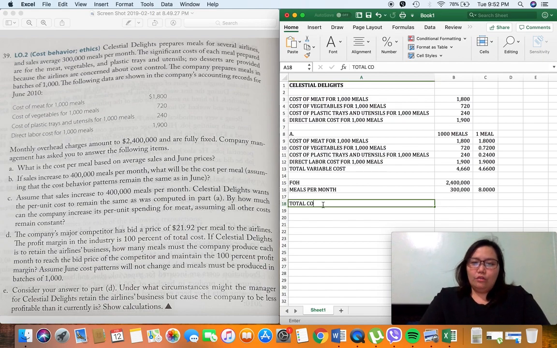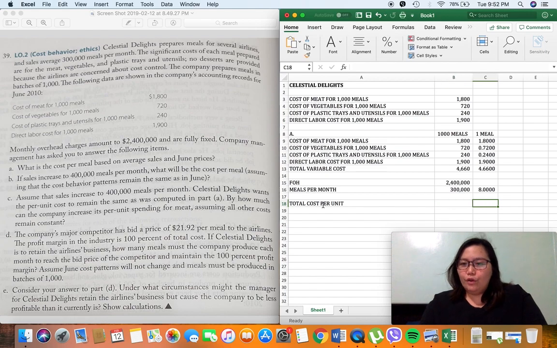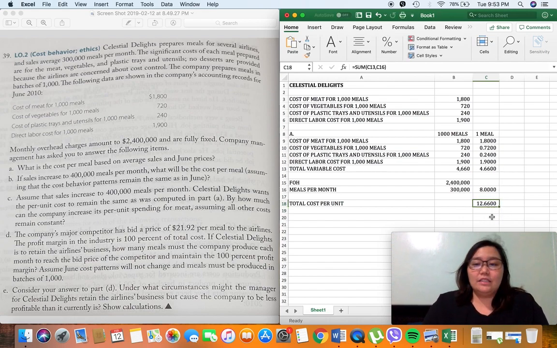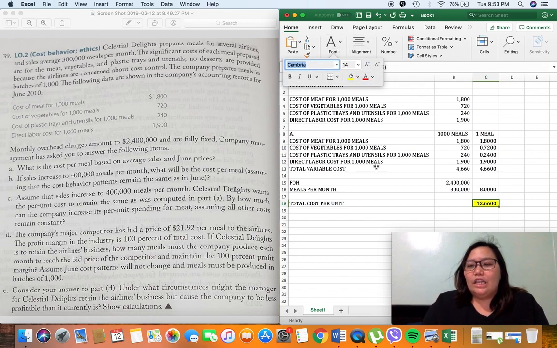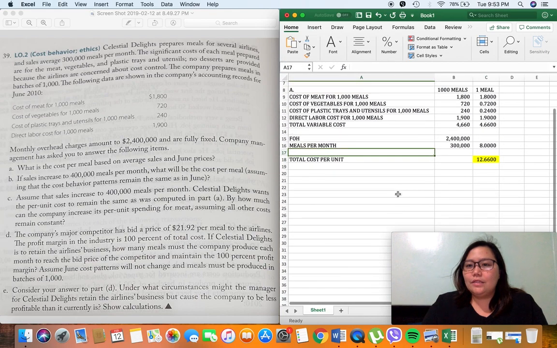So, the total cost per unit is simply the sum of, sum of what? Yung 4.66 natin, which is the total variable cost per unit, and then sum of the fixed cost per unit. So we have 12.66. Okay, so this is our final answer. This is for letter A. Okay? Sige.